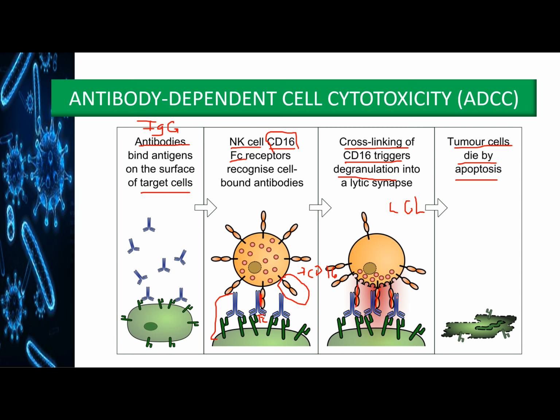When you say cross-linking, yung ibang Fc receptors niya, yung CD16 Fc receptors, will also attach to other antibodies. Magli-link sila. And that would trigger ngayon a degranulation. Yung mga granules doon sa NK cell will be released, causing a lytic synapse. Maglalay siya. And this would cause your tumor cells to die by apoptosis. So, kusang mamamatay, programmed cell death ang mangyayari dun sa tumor cell.